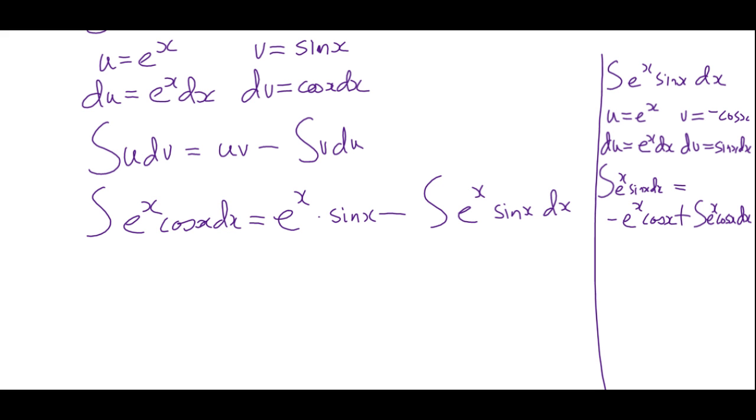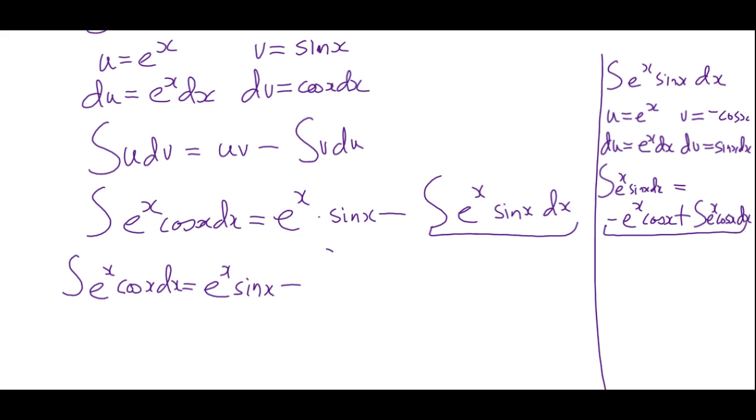Okay. All right, great. So what have you done? Well, now you've turned what you were originally trying to find, and you've got it again. But that's okay. It means that if we substitute this for this, what do we get? We get the integral of e to the x cos x dx is equal to e to the x sine x minus negative e to the x cos x plus the integral of e to the x cos x dx.